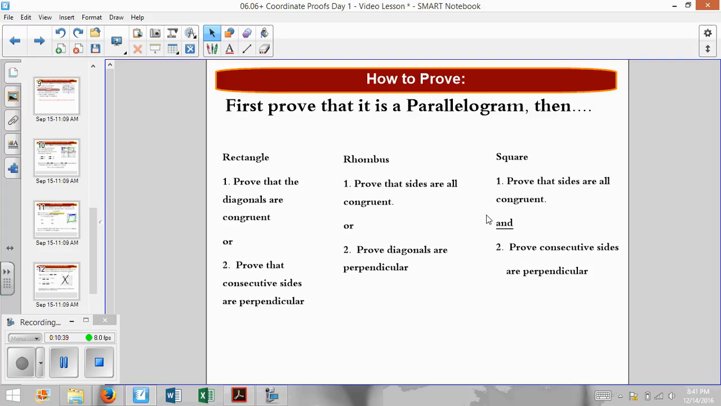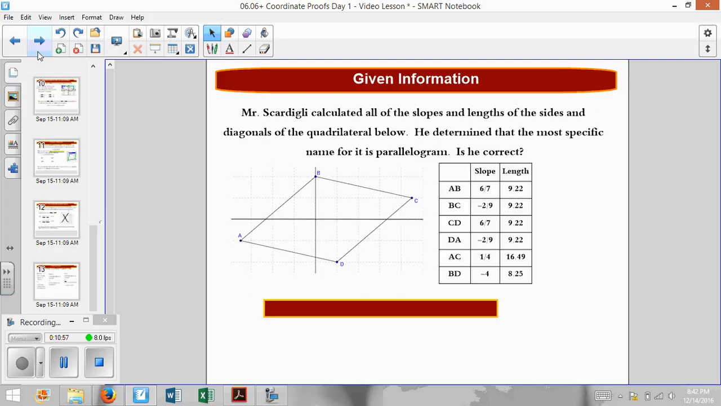You have to prove two things. So it's twice as much work to do squares. You need to prove all the sides are the same, and you get 90-degree angles. So the consecutive sides are perpendicular. So again, I believe you have a spot for this in your notes. Make sure to copy it in. All right, so let's try one with these other shapes.